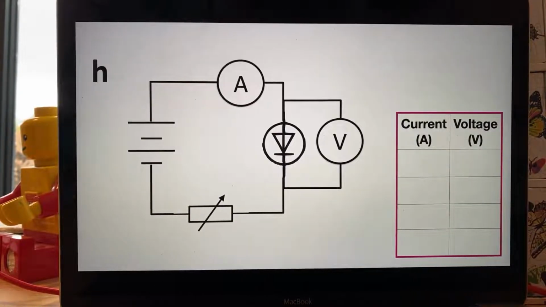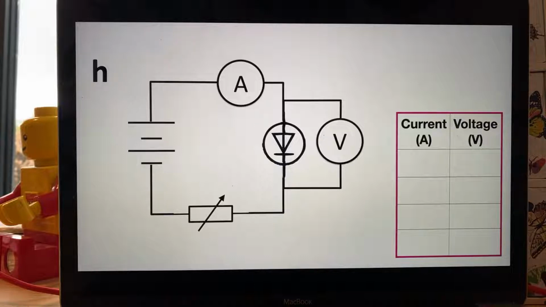And finally, what about this one? It's a battery again. Positive is upwards, negative is downwards. You've got a variable resistor in there. You've got a diode pointing downwards. You've got an ammeter in series and a voltmeter in parallel across the diode. Is that okay? I mean, this one probably would be okay.